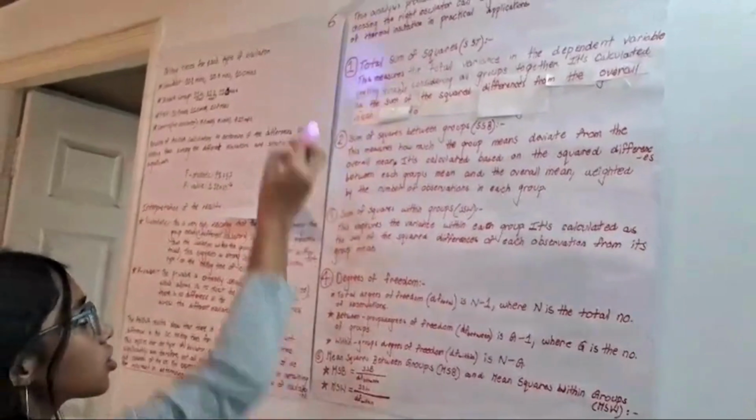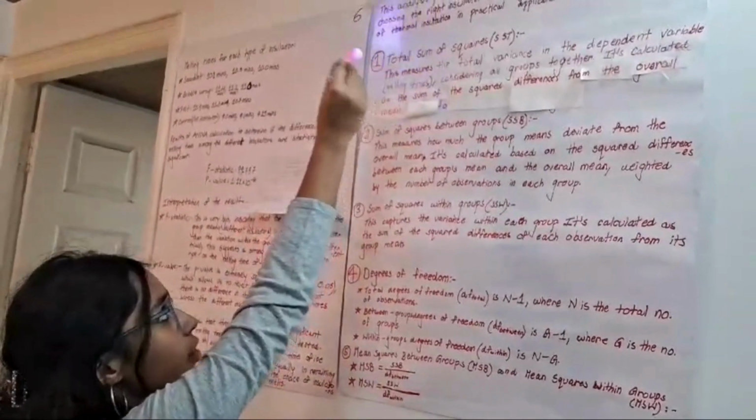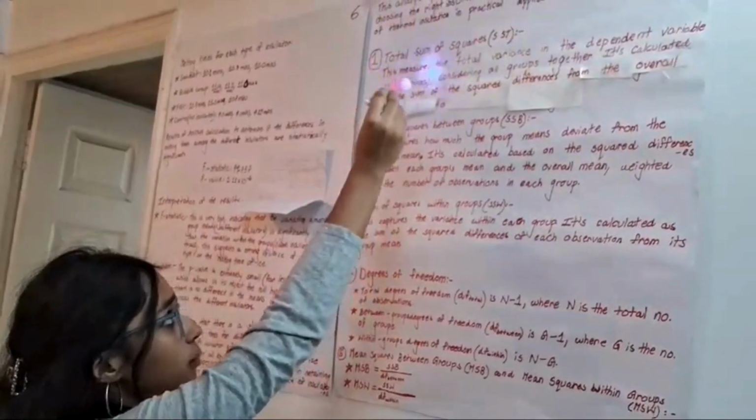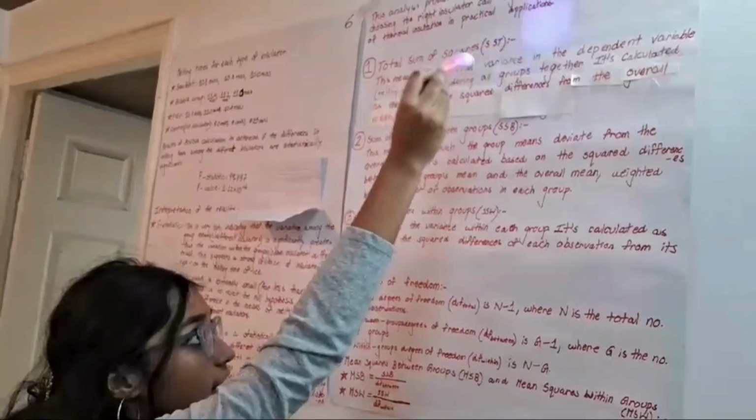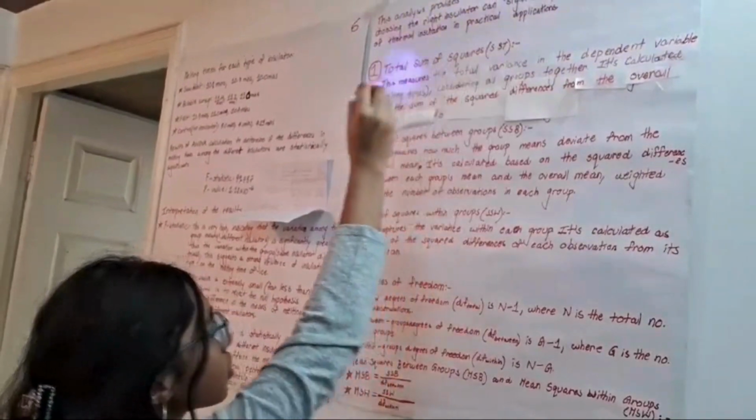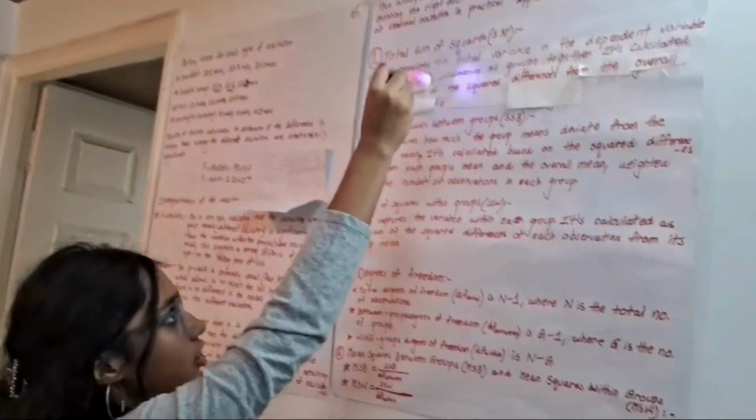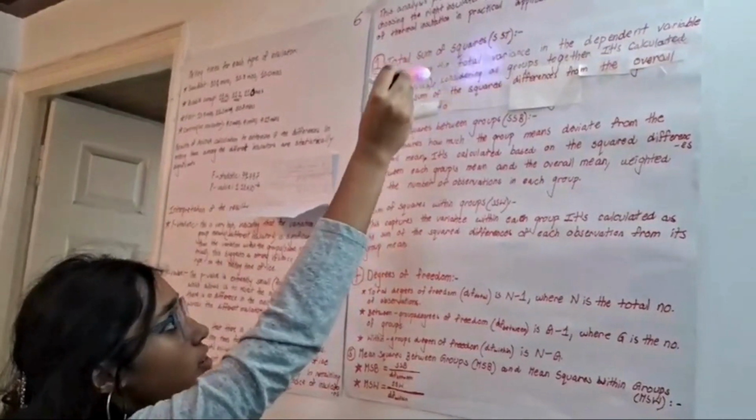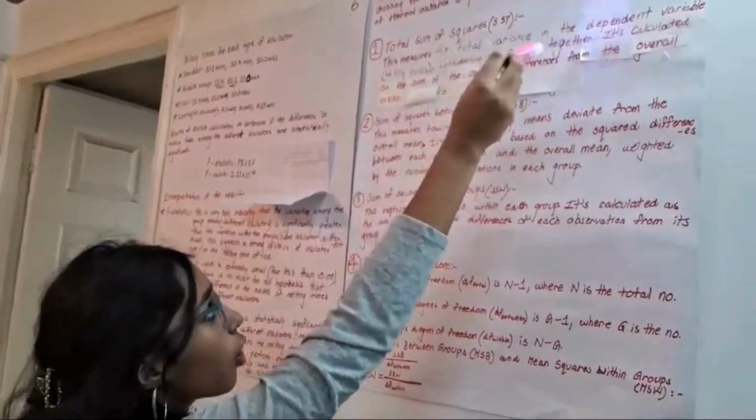So firstly, we're going to talk about the total sum of squares, which is also called SST. This measures the total variance in the dependent variable, which is the melting time, considering all groups together. It's calculated as the sum of the squared differences from the overall mean.